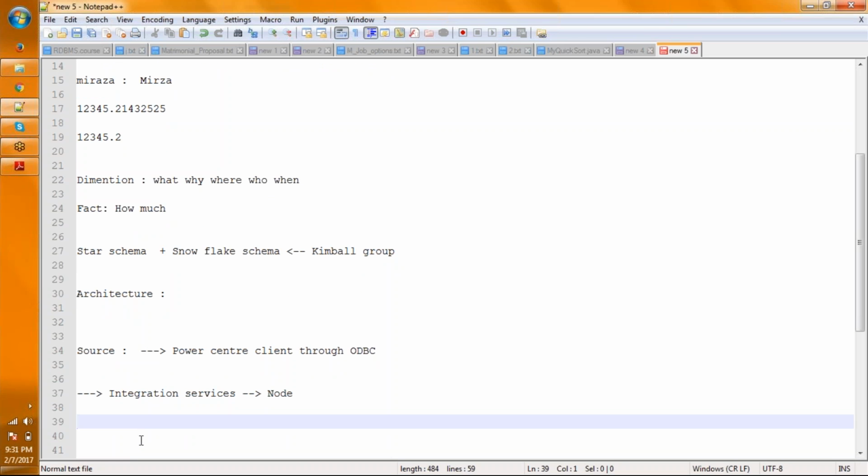In one node, how many integration services can we set up? As many as we want. But it is recommended to have one integration service for each node. Node is nothing but a logical representation of a machine in a domain.